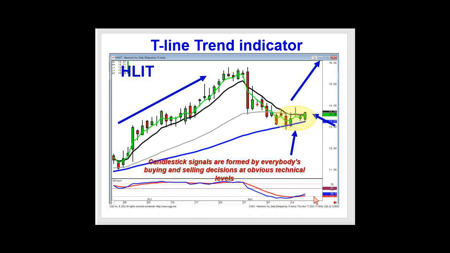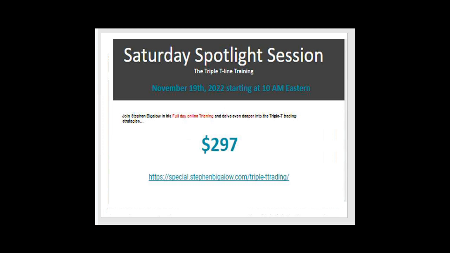Okay, so if you join us Saturday, it's scheduled. The 3T line is the 3 exponential moving average. It also has Fibonacci type characteristics. Works in conjunction with the T line.